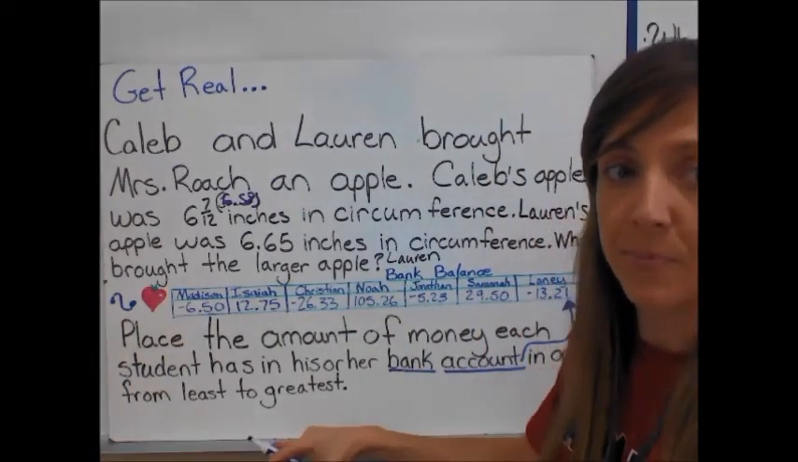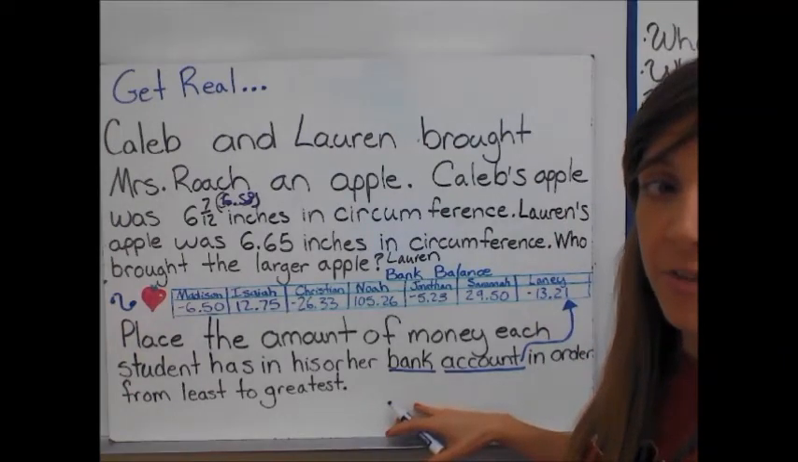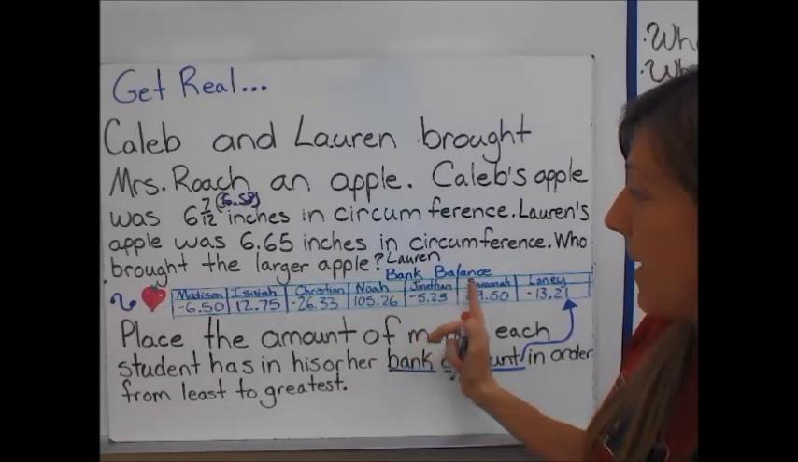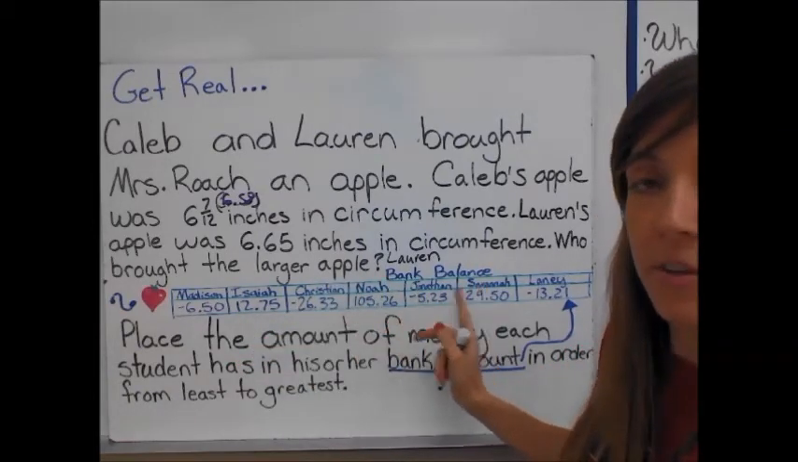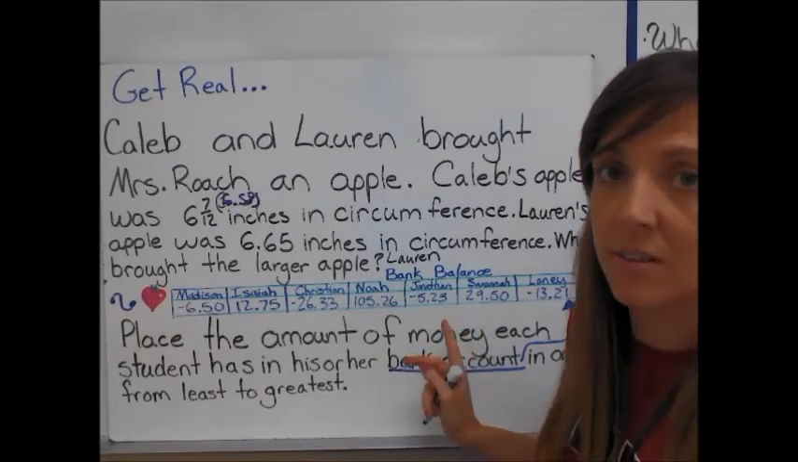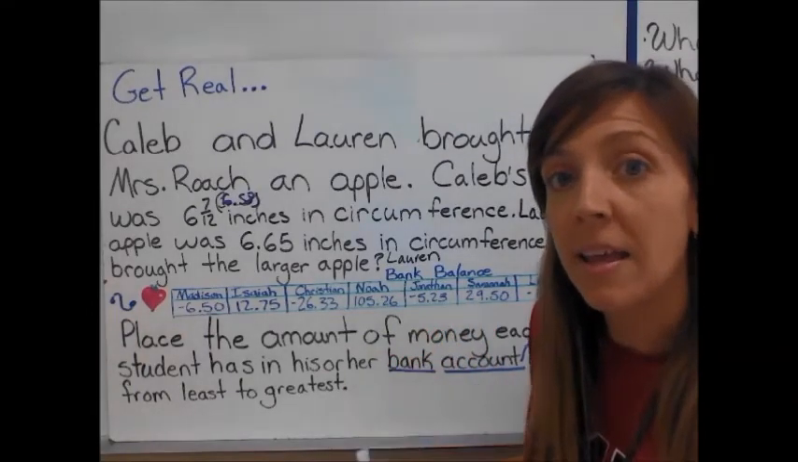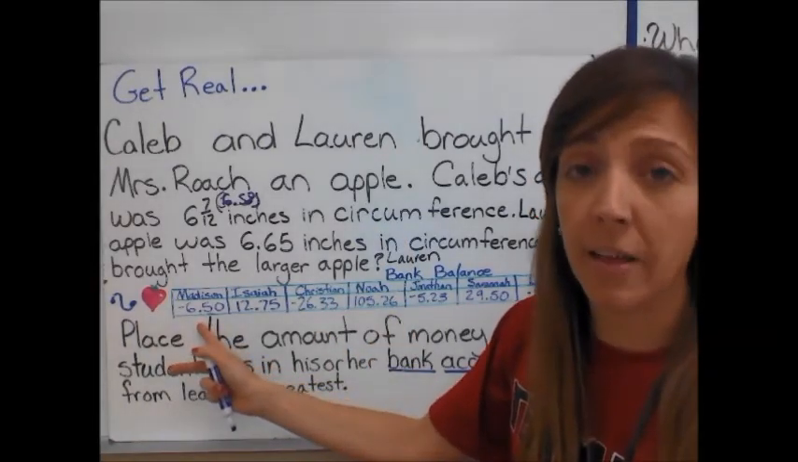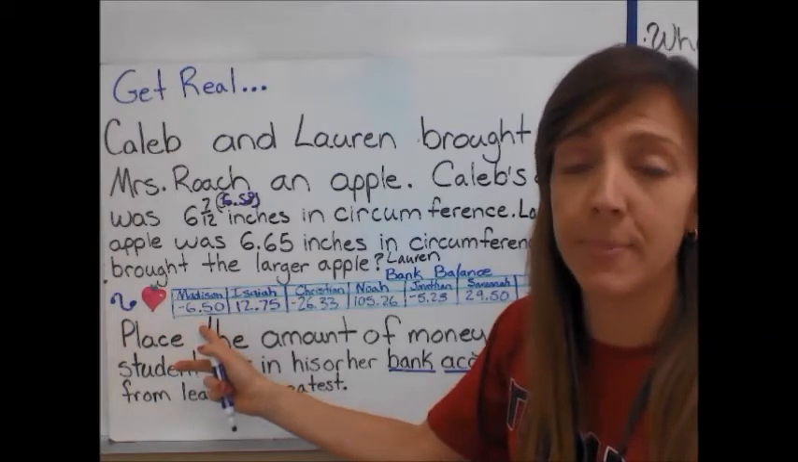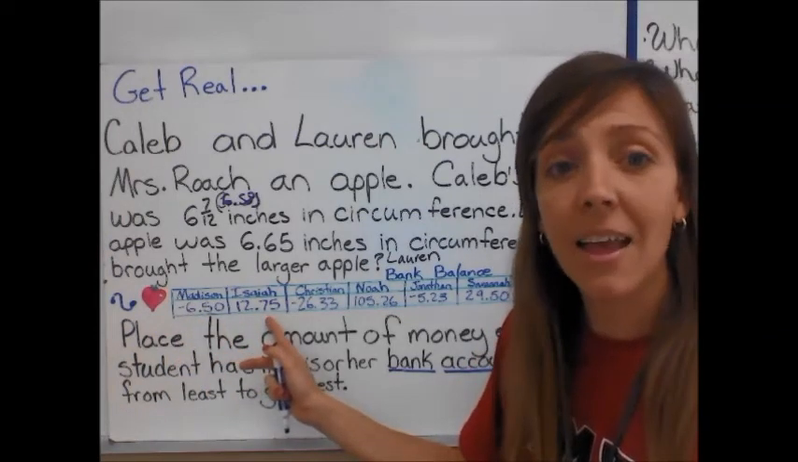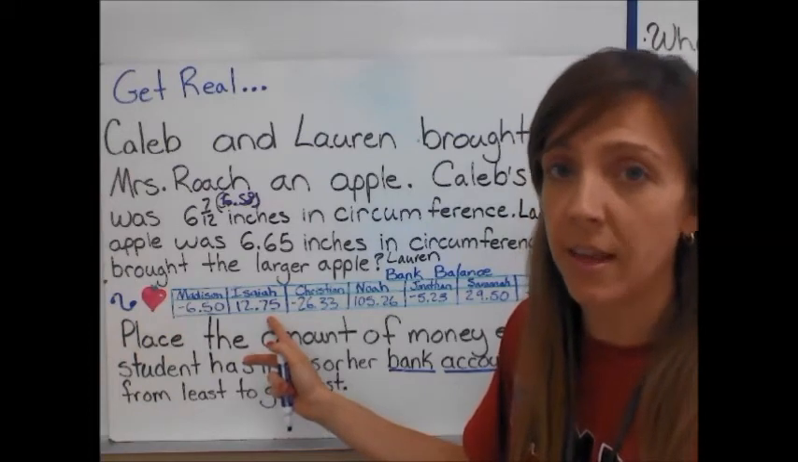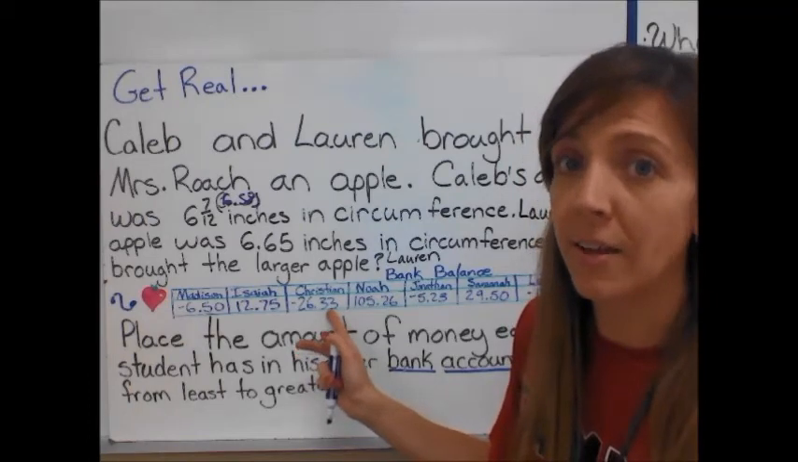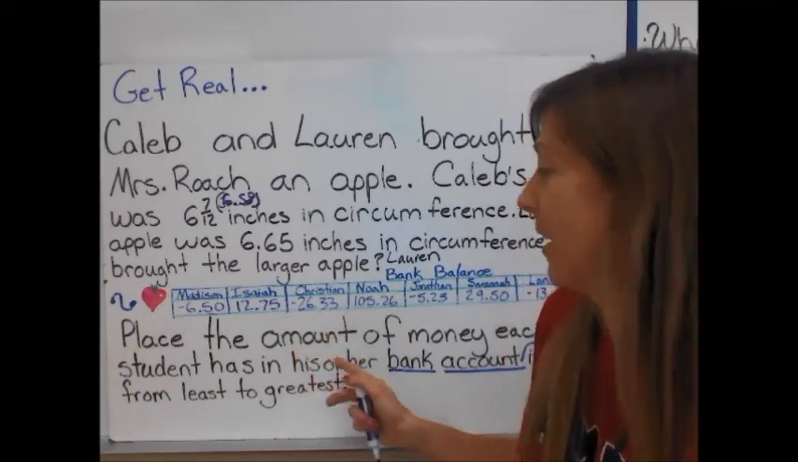Let's look at another example. The amount of money each student has in his or her bank account, in order from least to greatest. It's this bank balance, and this chart right here shows several different 7th grade students and how much money is in their account. Madison owes $6.50. She must have been shopping and spent some extra money. Isaiah has $12.75. Good for you, Isaiah. You've got a little bit of money in there. Christian owes $26.33. Uh-oh. Christian, what have you been spending your money on?